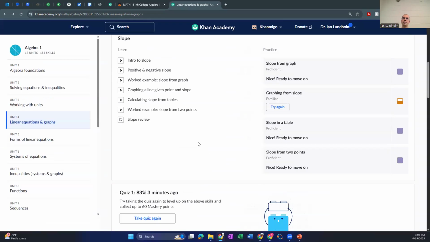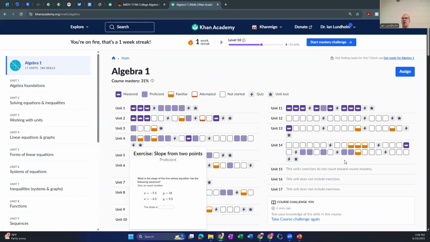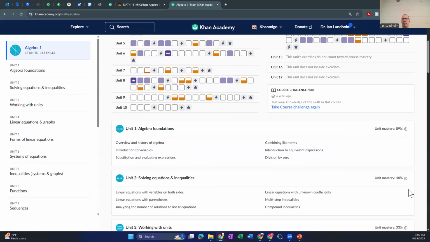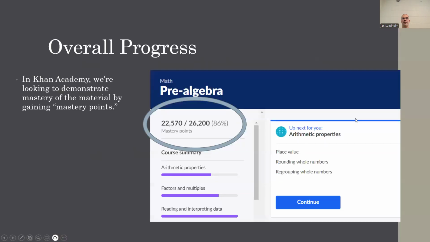After you've done the unit test, then I would say move on to the next unit. And you can click this to get back to the course homepage of Algebra 1. And if you want to do a mastery challenge, it's up here. Anyways, let's go back to the slide deck and I'll try to show you that systematically.